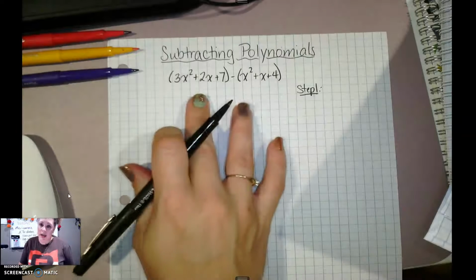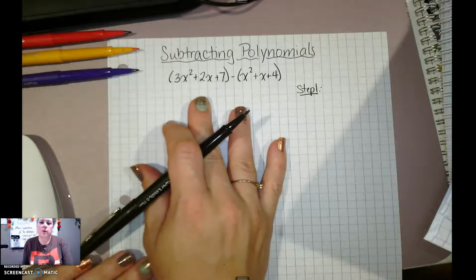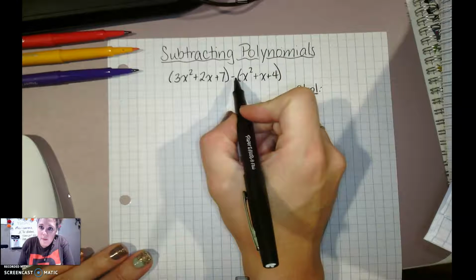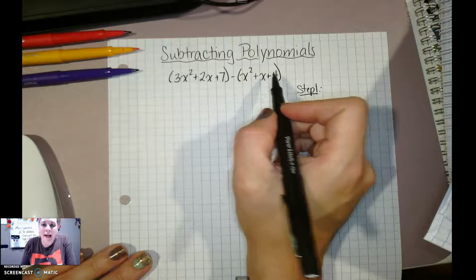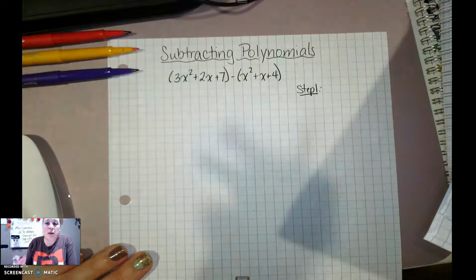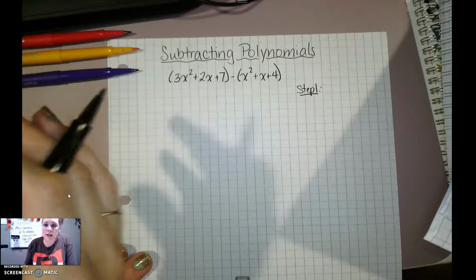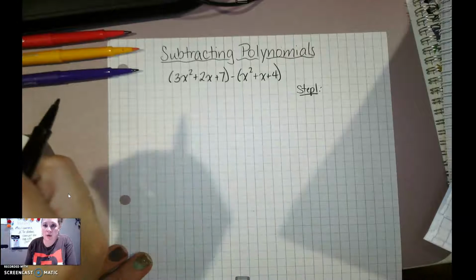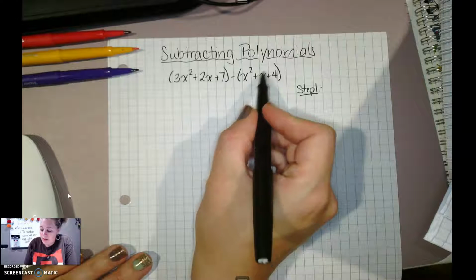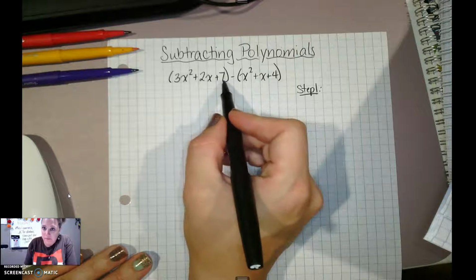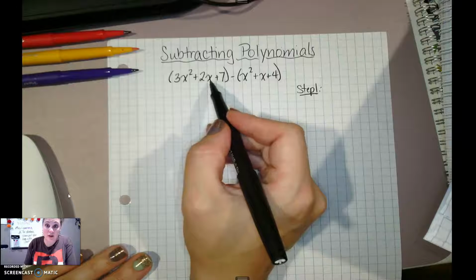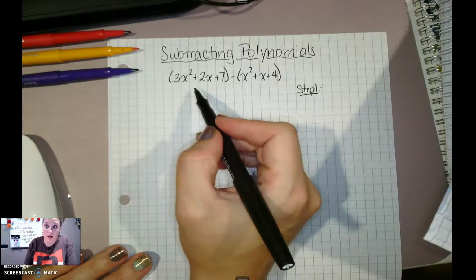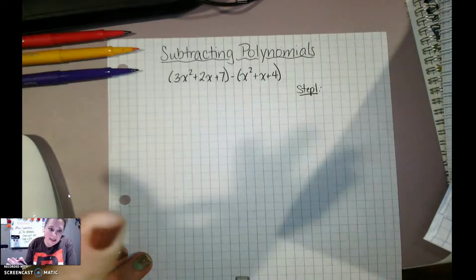So we're going to start by looking at this problem here. 3x squared plus 2x plus 7. And from that, we're going to take x squared plus x plus 4. So similar to adding, when you had to only do it with like terms, same thing with subtracting. Only like terms could be subtracted from one another. I cannot come over here and say, oh, I'm going to take this x away from 7. No, you're not, because that 7 doesn't have any x's. Same thing, I can't take x squared from 2x because this x does not have an x squared. Just this one does.